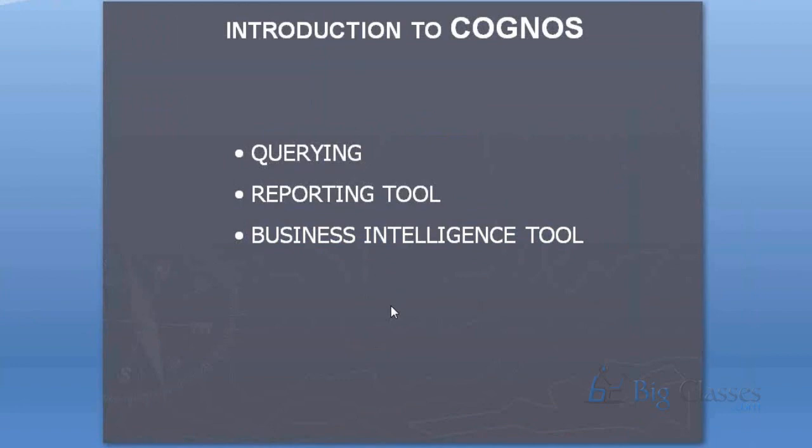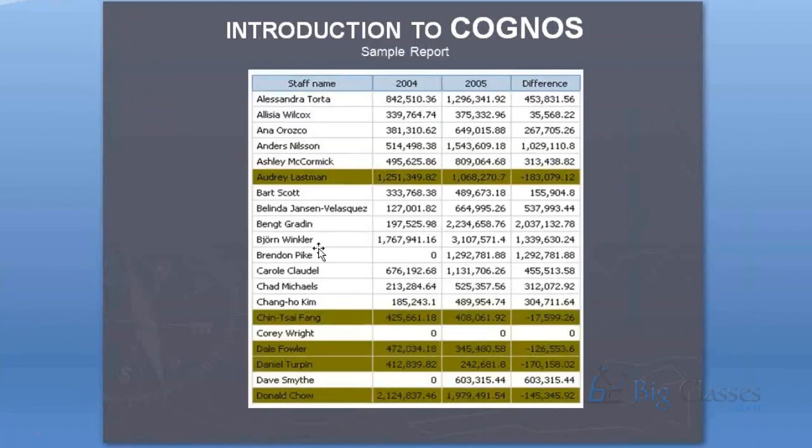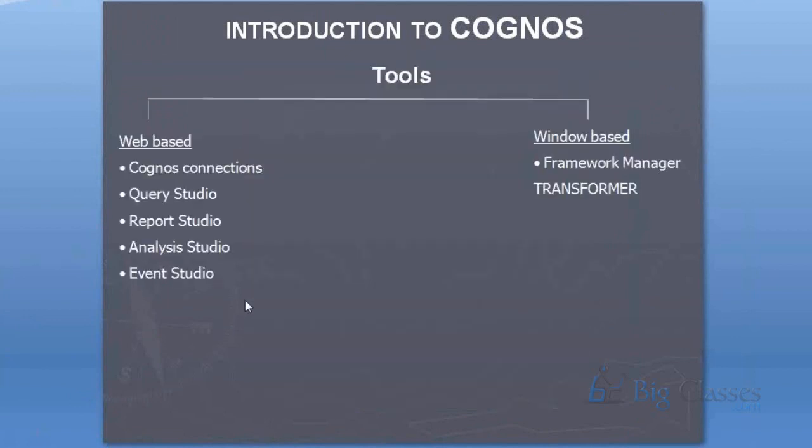I think all these topics you already know. Okay. So now this is a sample report taken from the tool itself. And now in Cognos, we have different tools available. Some of them are web-based and the remaining are Windows-based applications. Web-based applications and Windows-based applications.